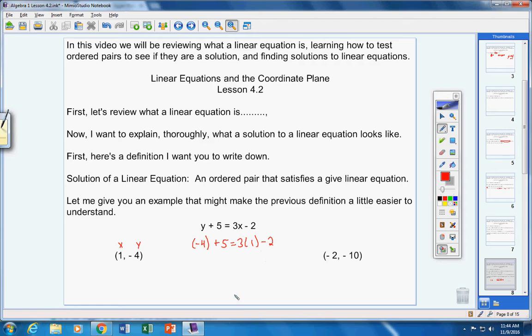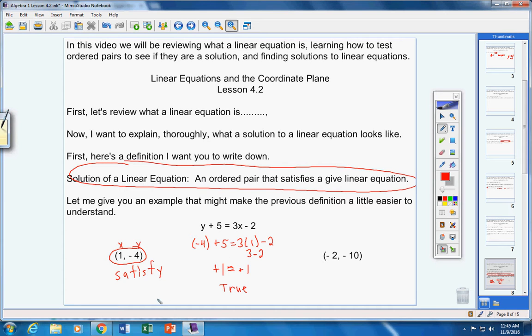Okay, now let's see what happens. What's a -4 and a +5? Well, it's a +1. What's 3 times 1? 3, minus 2, or -2, is 1. Did I get out a true or a false statement? 1 equals 1. Well, that's true. So did this ordered pair satisfy the linear equation? Yes, it did. So is this ordered pair a solution to this equation? Yes, it is. So do you see now what this definition means? When an ordered pair satisfies a linear equation, it's a solution.